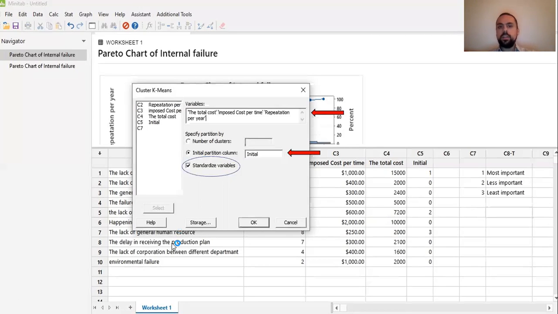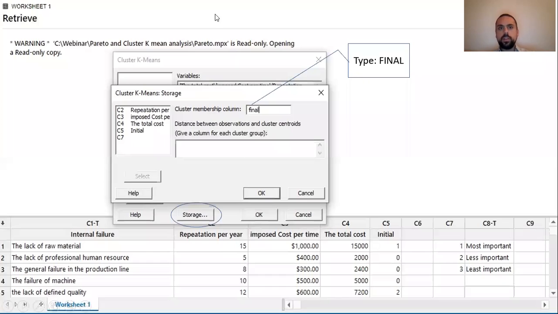So in the next step, you need to go to storage. In the storage, you define the title of one column, for instance, final. Why? Because, for instance, in the C9, the final comes here, and it specifies for us which factor is in which cluster.